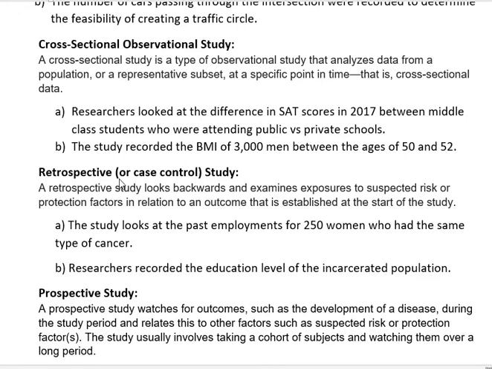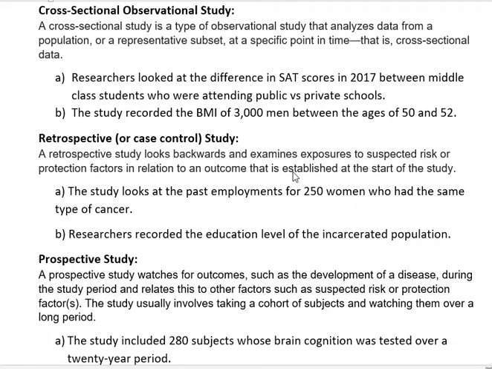A retrospective or case control study looks backwards and examines exposures to suspected risk or protection factors in relation to an outcome that is established at the start of the study. So maybe if you're studying cancer, you take and look at the past employments for 250 women who had the same type of cancer. Obviously, in that case, you're trying to see if this particular type of employment might lead to this type of cancer.